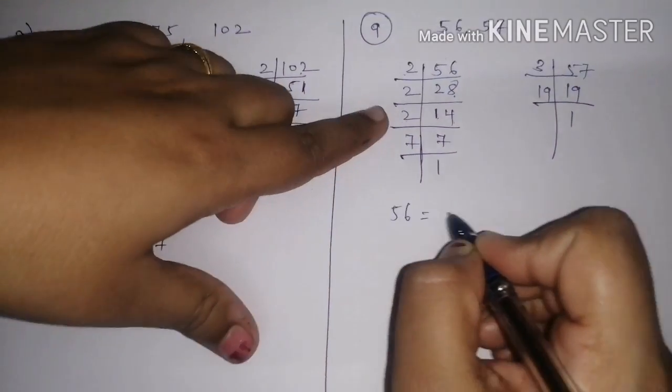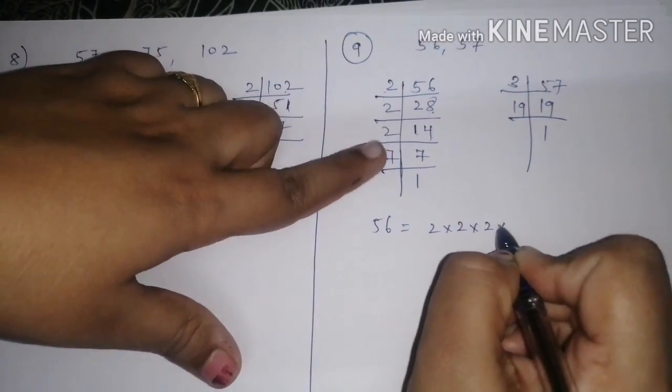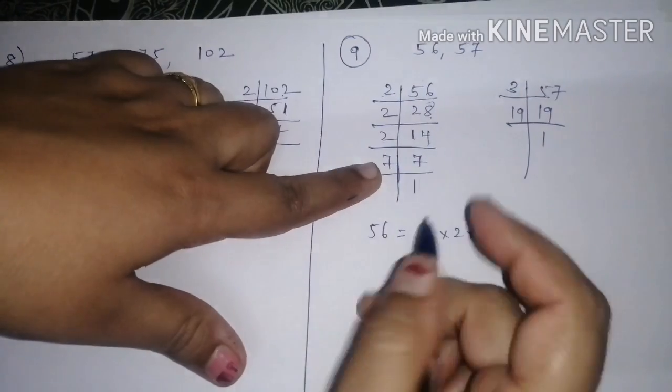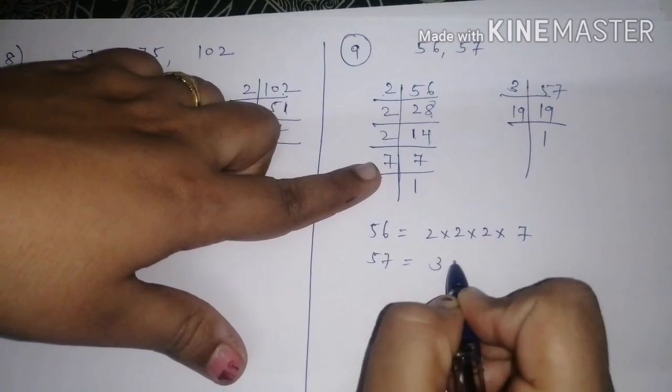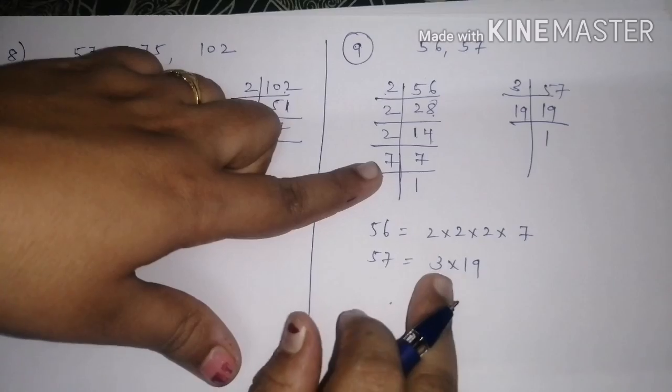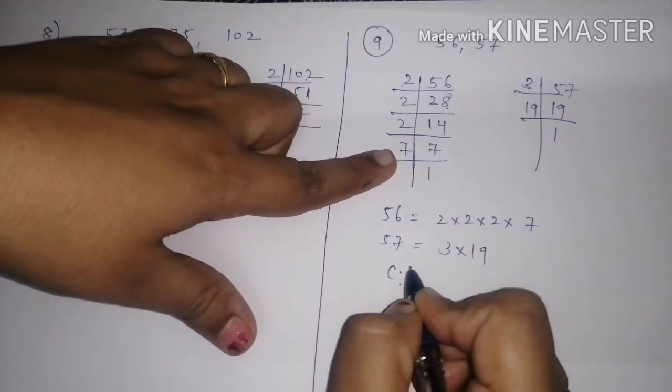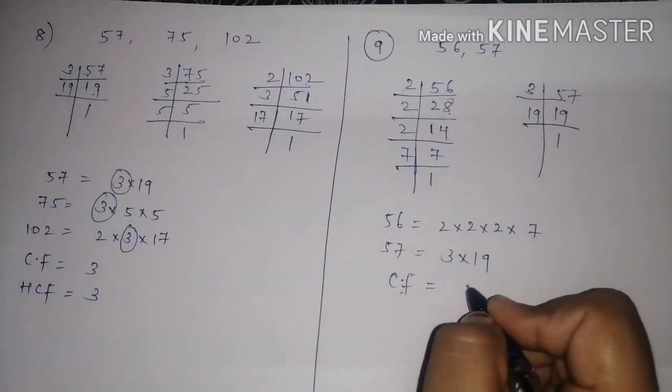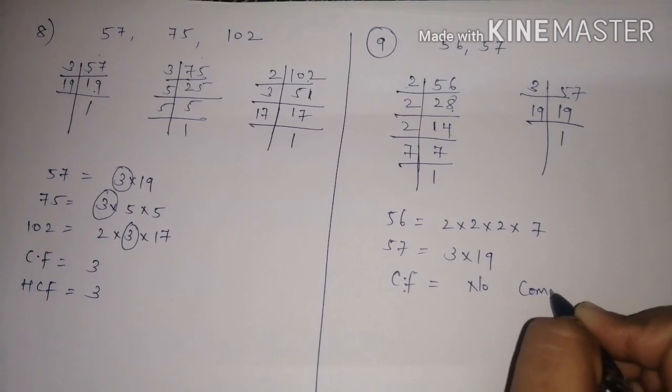So factors of 57 we got 3 into 19, and factors of 14 we got 2 into 7. If you check in these two numbers, nothing is common. So, you will write here: no common factor.